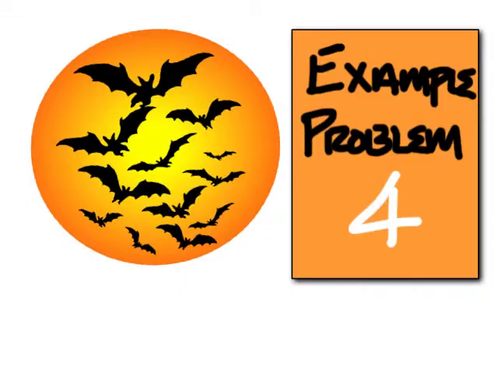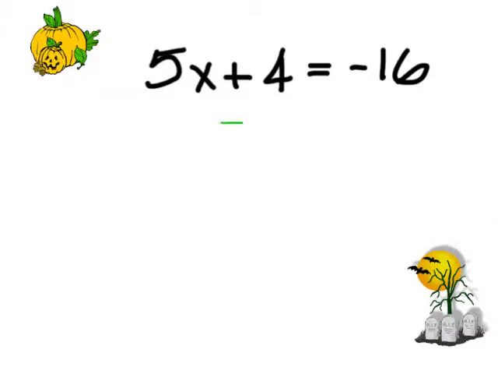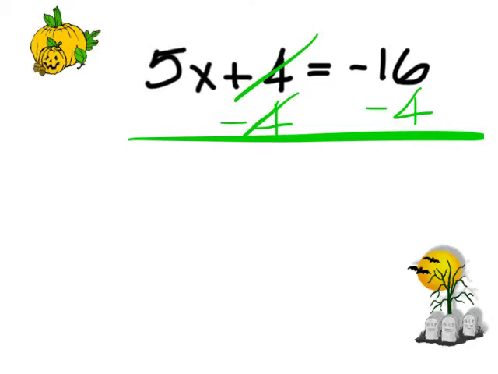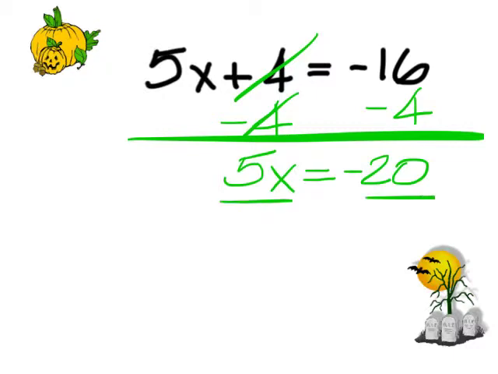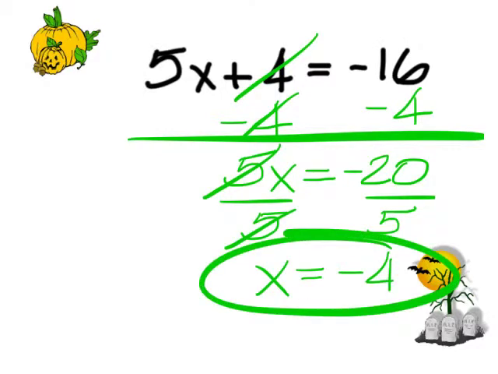Example problem number 4. Subtract 4 from both sides. These cancel. You're left with 5x equals a negative 20. Divide both sides by 5, and you come up with an answer of negative 4.